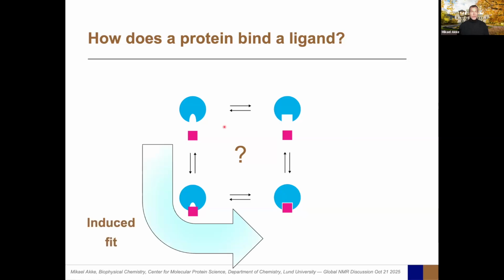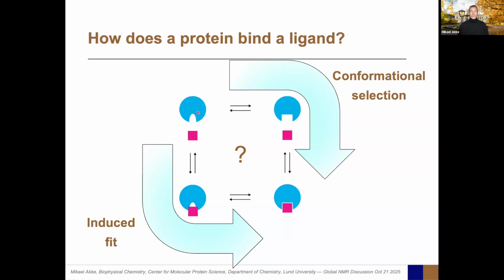Does it happen via the so-called induced fit pathway, which I'm sure many of you, if not most, recognize from classical biochemistry textbooks? This is Koshland's idea that the ligand binds to the protein and then induces a complementary fit according to this pathway. Or alternatively, what's become known as conformational selection, where the ligand selects a conformation of the protein that is compatible with binding the ligand.